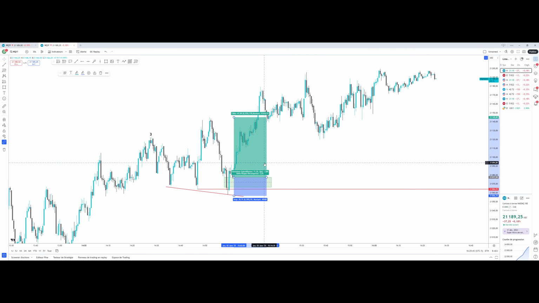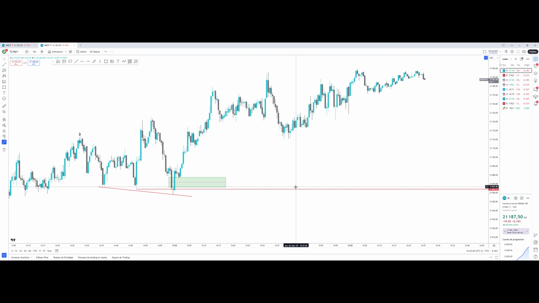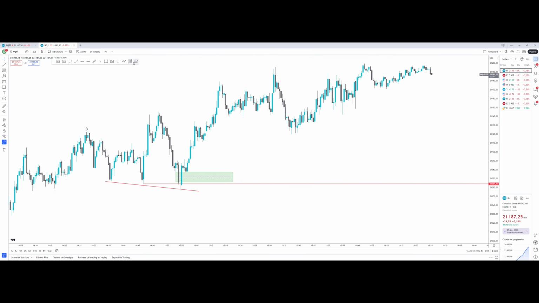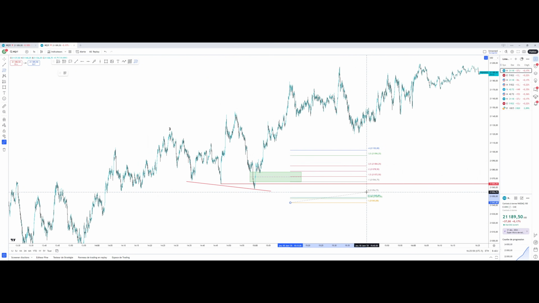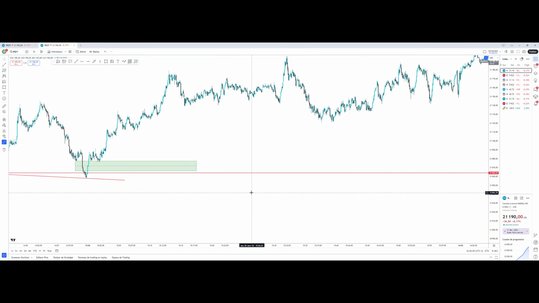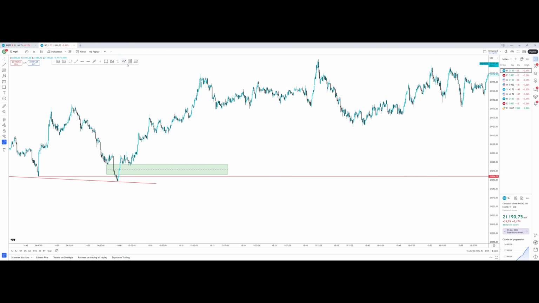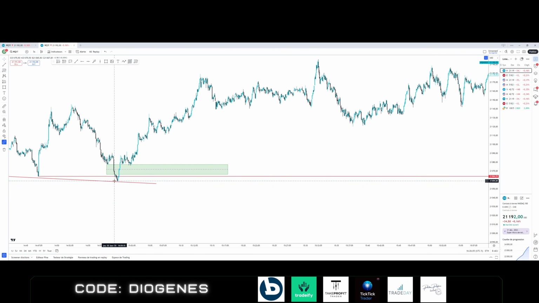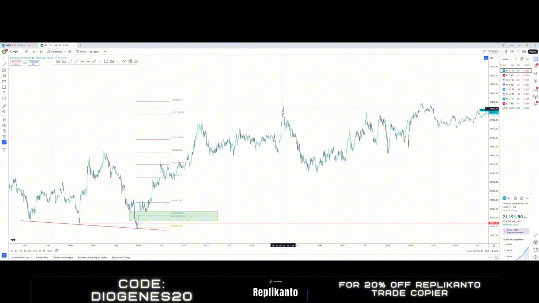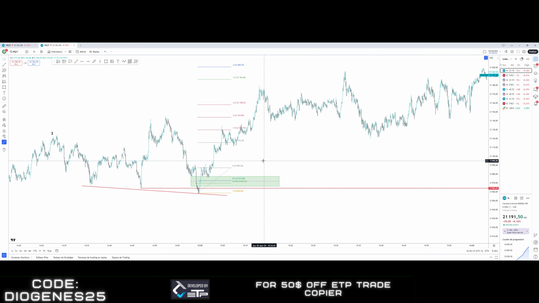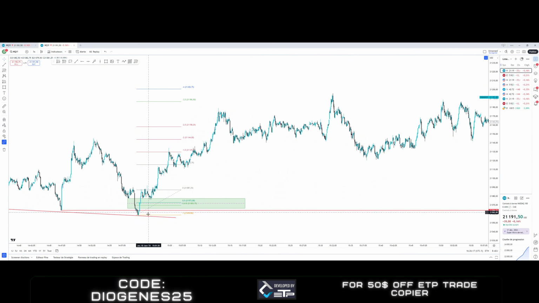It has crazy RR, right? And if you know stuff better, I would say you can do crazy stuff like that. Let me show you. Okay, so that's our manipulation leg. Okay, body to body. Where did price close? Here, right?